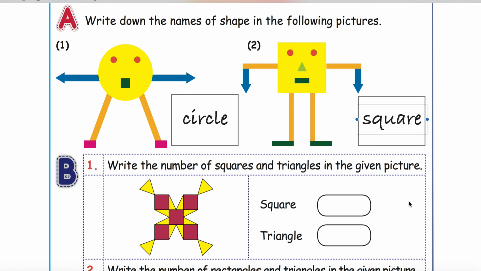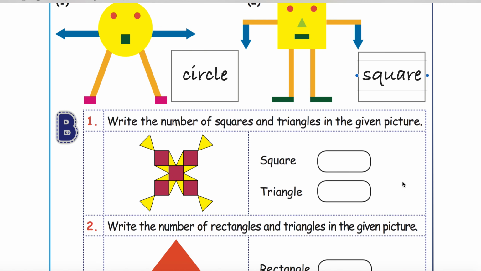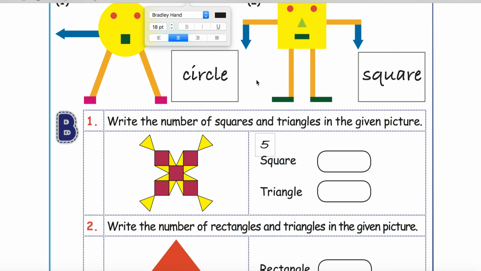Write the number of squares and triangles in the given picture. How many squares are there? 1, 2, 3, 4, 5. Right? 5 squares are there. So you need to write 5. Let's reduce its size. Triangles: 1, 2, 3, 4. 4 only, right? 4 only visible. Yeah, 4 only.